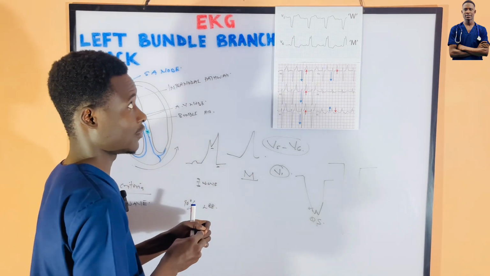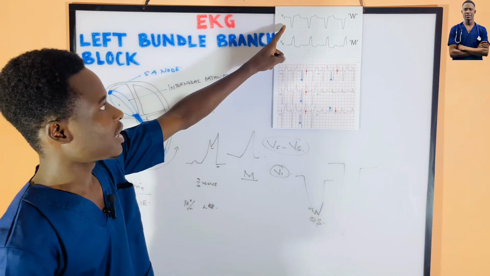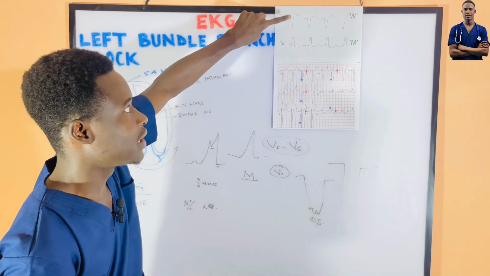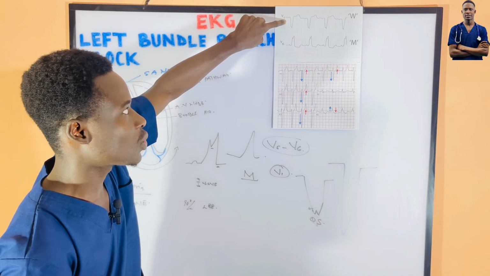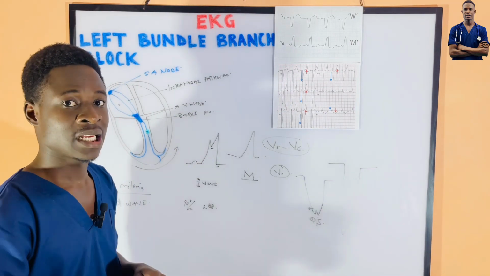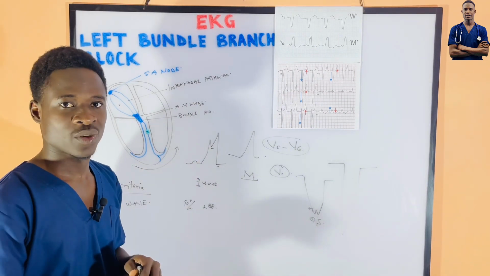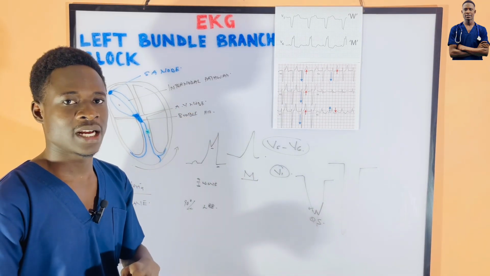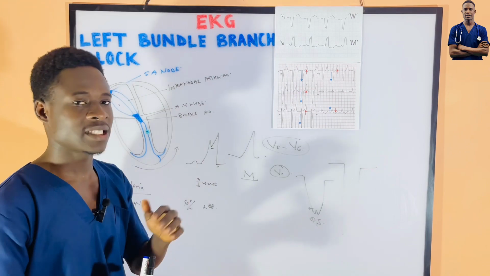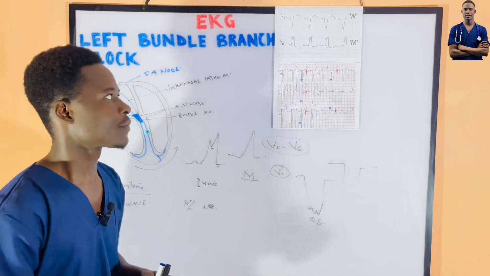Let's look at that thing over here. So this is our V1. Our V1, we get what? A deep QS complex. And this deep QS complex on the V1 tells us that the electrical impulses are directed to the right side of the heart without passing into the left side of the heart. And because of that, there's what? High depolarization of the right side of the heart, giving what? A deep QS complex. Are we clear with it?